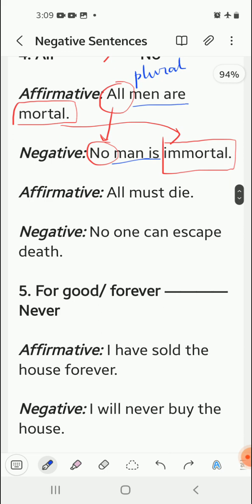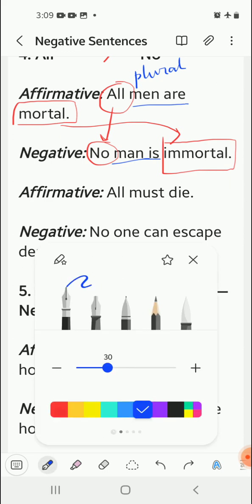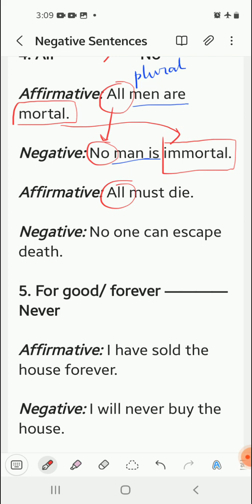Again, next sentence, all must die. Again, we have come across the word all. So all will become no one, because over here all is written, which means every person, all of the men, all persons. So that is why no one must die. In the sentence it is given must die, it means all must die. So no one can escape death. So there is no person who can stay safe forever. That is what it means.